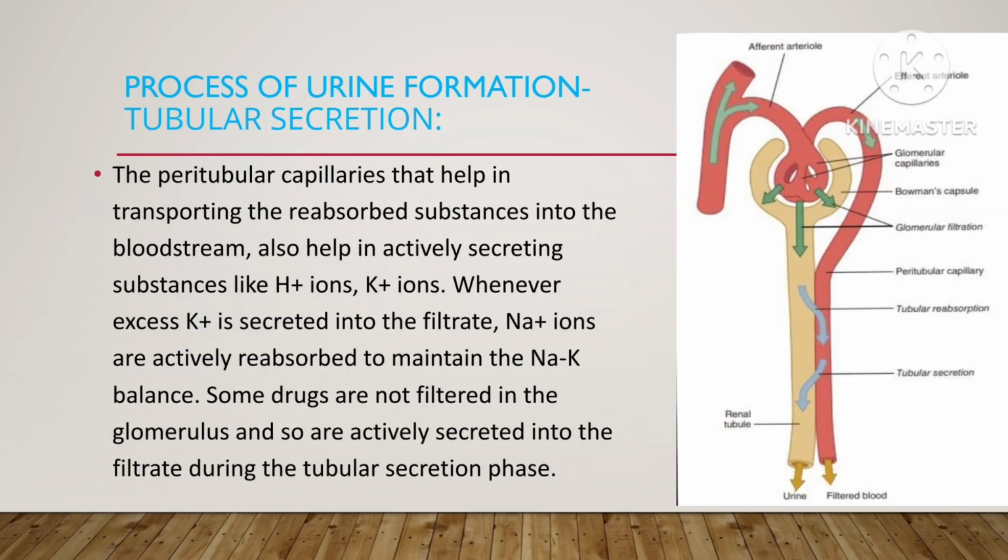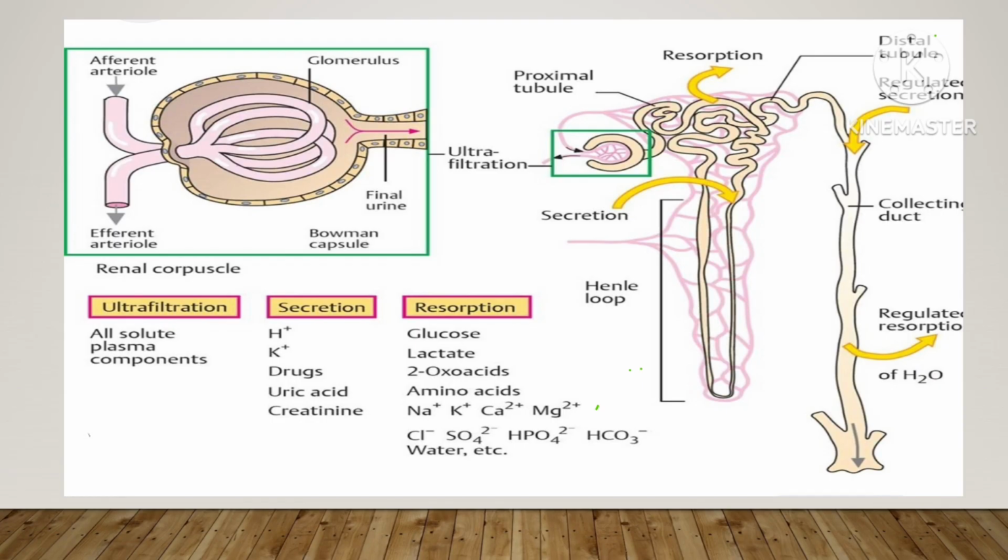The third phase of urine formation is tubular secretion. The peritubular capillaries that help in transporting the reabsorbed substances into the bloodstream also help in actively secreting substances like hydrogen ions and potassium ions. Whenever excess potassium is secreted into the filtrate, sodium ions are actively reabsorbed to maintain the sodium-potassium balance. Some drugs are not filtered in the glomerulus and so are actively secreted into the filtrate during the tubular secretion phase. Here you can see the ultrafiltered substances, reabsorbed substances and substances secreted by the DCT.